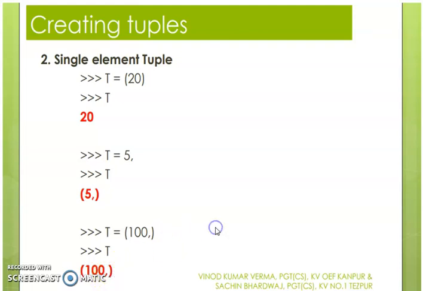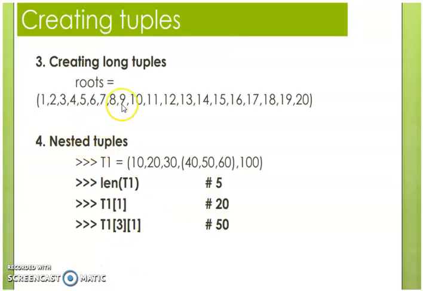The next one, creating long tuples. Roots is equal to 1, 2, 3, 4 till 20 is given. That means it created a tuple with these many values and this one is assigned to the variable roots. Nested tuples means a tuple inside another tuple is called a nested tuple. See here, T1 is equal to 10, 20, 30, comma 40, 50, 60, this one is another tuple, comma 100.